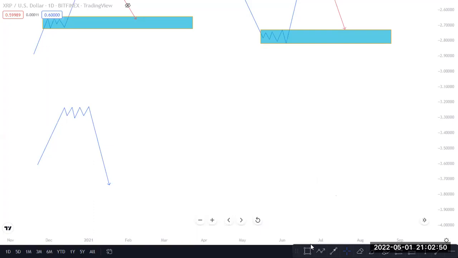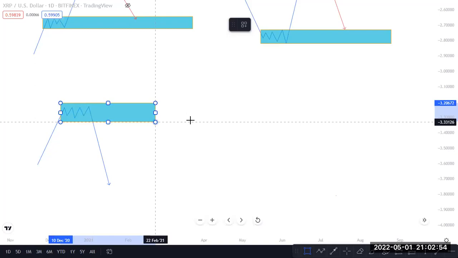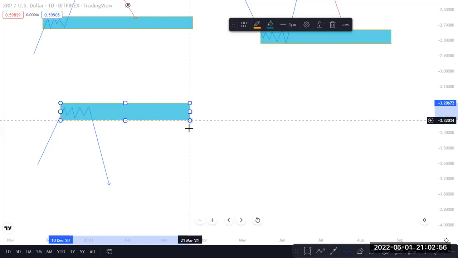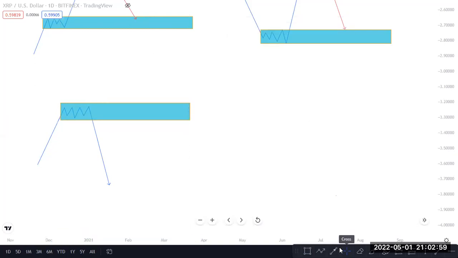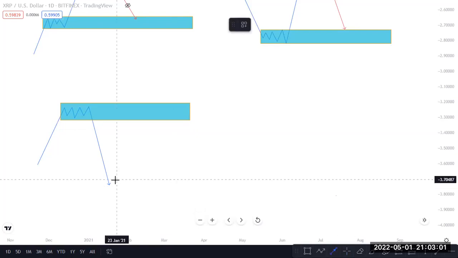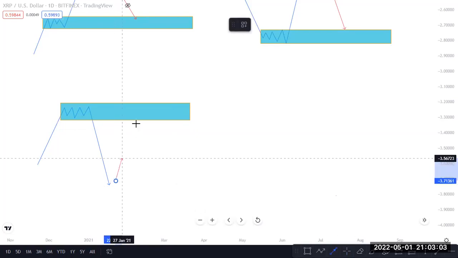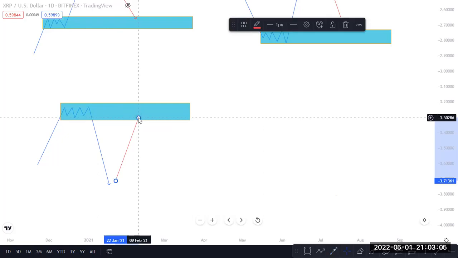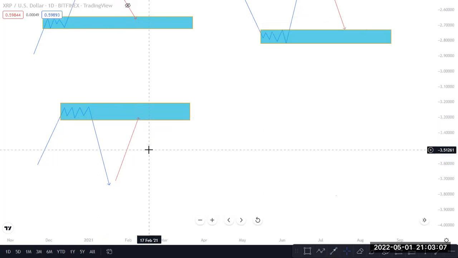So what I'll do is mark this area as my point of equilibrium, my point of interest. Then I want this coin to go up and touch my point of interest. Then I take my short entry.